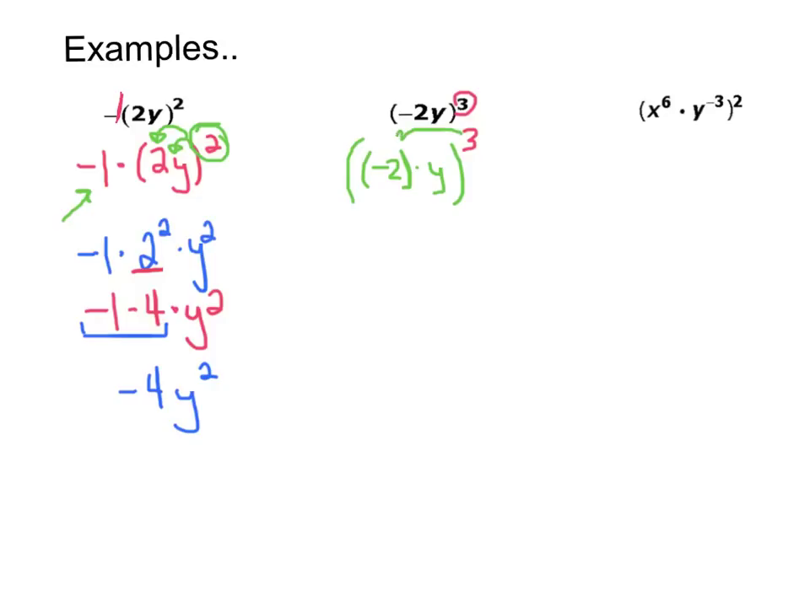So I send this over here and here, and so I get negative 2 to the third power times y to the third power. And then we can finish this and say that negative 2 to the third power is really negative 2 times negative 2 times negative 2, which gives us negative 8y to the third power.